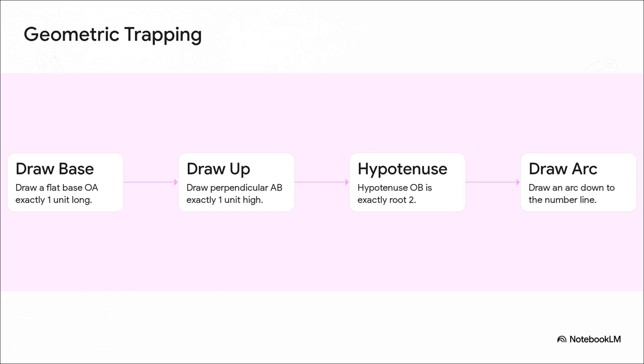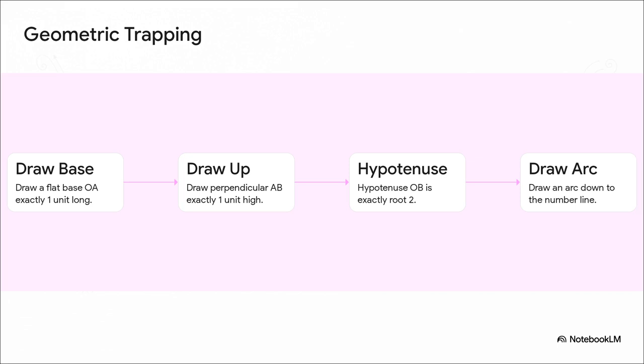First, you draw a flat baseline exactly 1 unit long on your number line. Then, you go straight up, drawing a perpendicular line exactly 1 unit high. Connect the ends, and you've got a right triangle. According to our friend Pythagoras, 1 squared plus 1 squared equals 2. Therefore, the long side, the hypotenuse, is exactly the square root of 2.